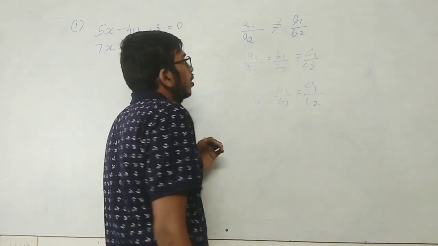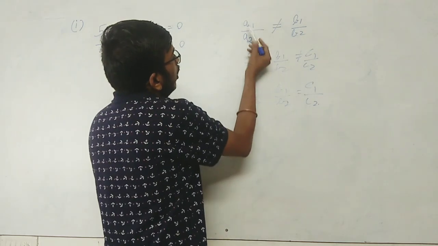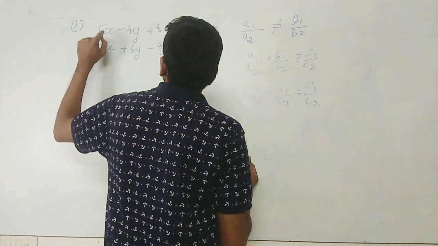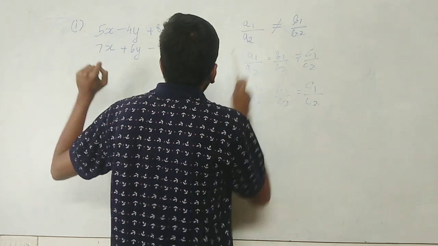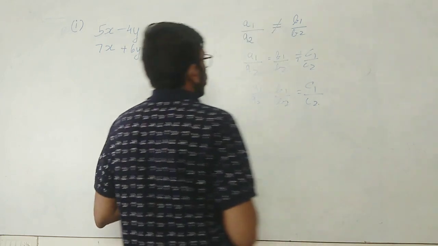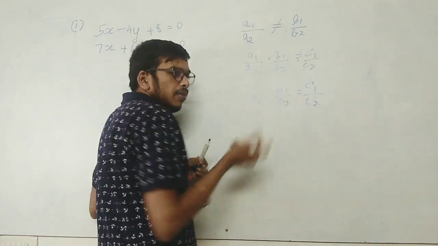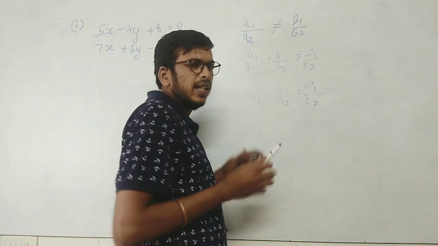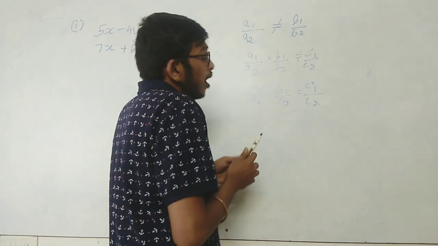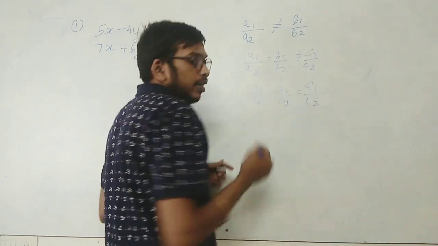That's what's important, right? So a1 is the coefficient of x in the first equation, and a2 is the coefficient of x in the second equation. That's it. So that's what a1, a2, b1, b2, c1, c2 stand for. They are the respective coefficients of x, y, and the constant. c is the constant, right?